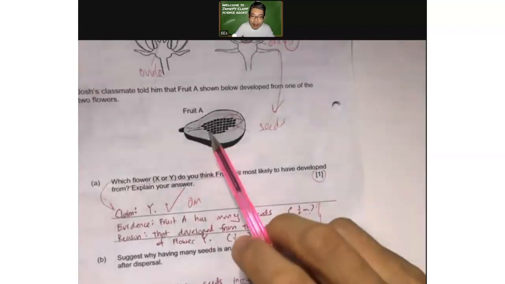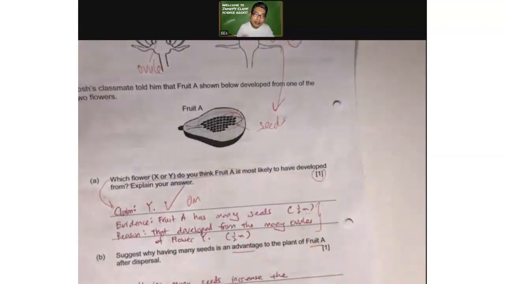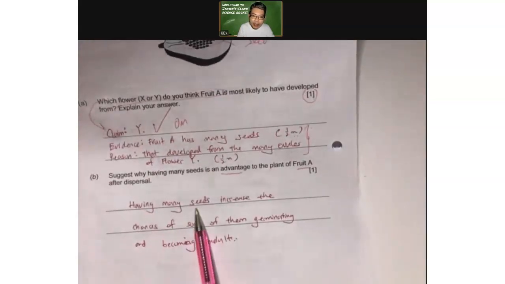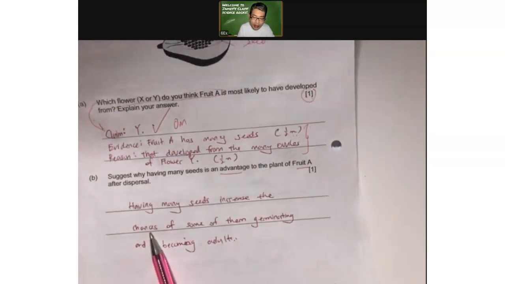However, if there are many seeds, some of the seeds can be eaten up, some of the seeds can be trampled upon, but there will still be seeds remaining that can still grow into adult plants. That's why having many seeds increases the chances of some of them germinating and becoming adult plants. So they can continue their kind and they will not go extinct. Alright?